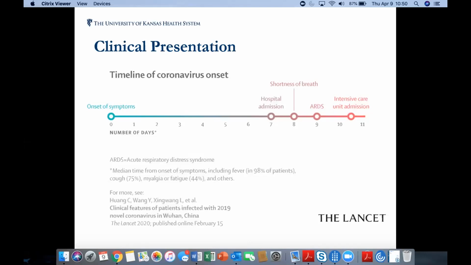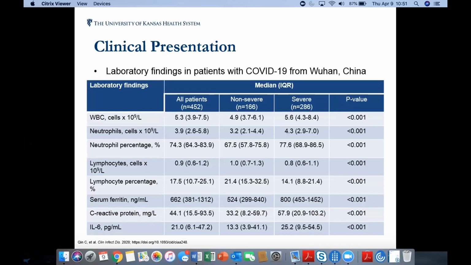This is looking at median values from patients in Wuhan. There's another study looking at patients from Wuhan, and it's trying to look at lab values and their ability to predict whether or not a patient will have severe or non-severe disease. So this is looking at values from 452 patients. And all of these values were things that correlated with severe disease manifestation.